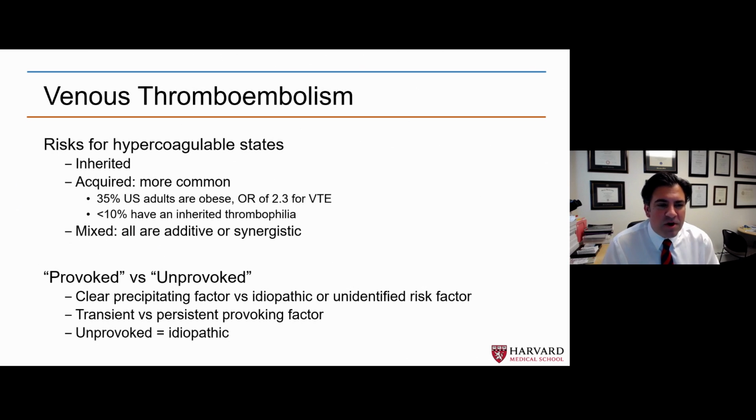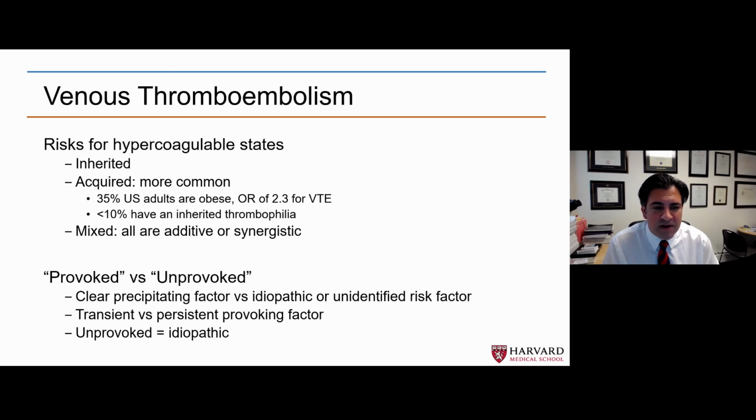Venous thromboembolism, we talk about the risks for hypercoagulable states, including inherited and acquired. And it's actually the acquired that are much more common. For instance, in the United States, 35% of adults meet criteria for obesity, and this confers an odds ratio for VTE of 2.3. When we look at all patients who have clots, less than 10% of them have an inherited thrombophilia that is contributing. And it's more common for there to be several factors that are additive or synergistic.